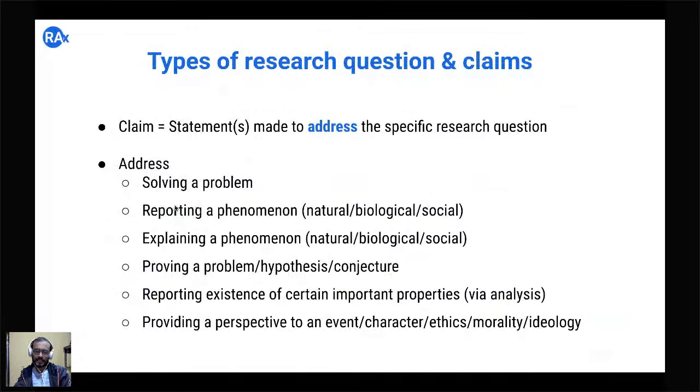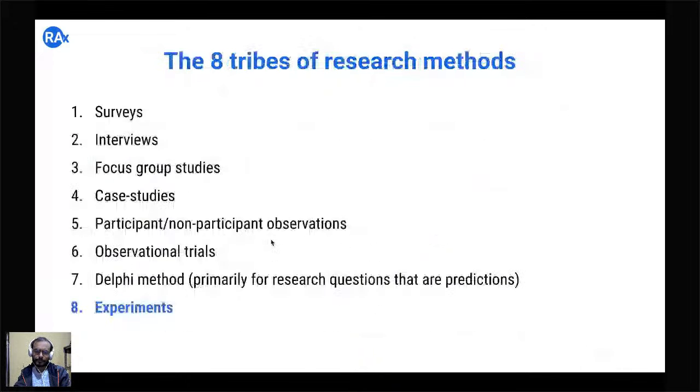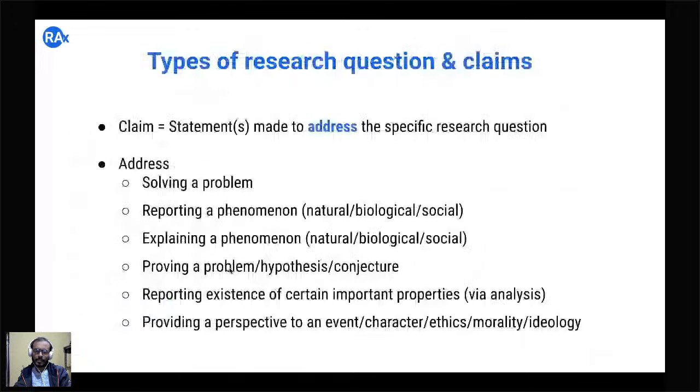So your addressing is essentially reporting. The third category is your research question is a phenomena and you're explaining the phenomena. Sorry, the fourth is that your research question is either a problem or a hypothesis or a conjecture, and you're trying to prove it. And it happens a lot in mathematical sciences, right?